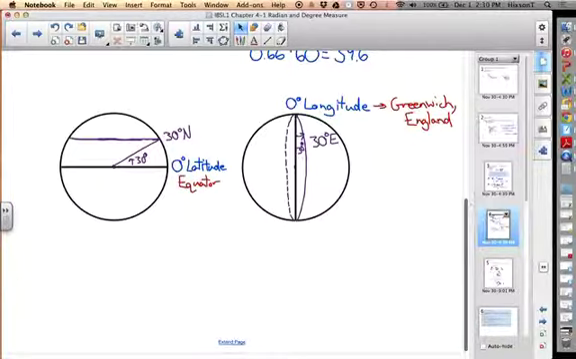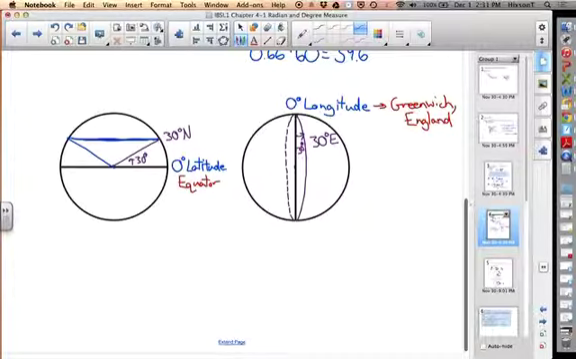Even if it was pointing the other way, it would still. You mean if it were like this? Yes, that's what I mean. Any point along this, around the globe there, would be 30 degrees north latitude. We wouldn't say that's northeast. No, because the east and west is our longitude. Oh, okay.